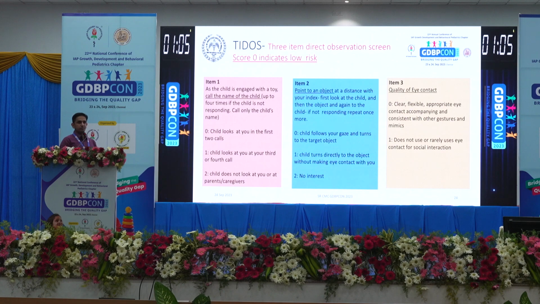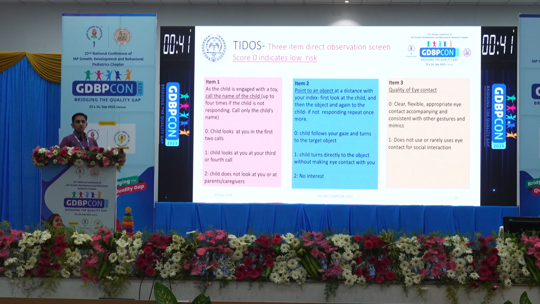Then point to an object. When you are sitting with the child at one end of the room, have an interesting picture or toy on the far end of the room, get the attention of the child and point to it. Can you look at the toy there? Does the child turn to look back at it? The child should follow your gaze and also follow your pointing. That is joint attention. So eye contact, second thing is the joint attention.